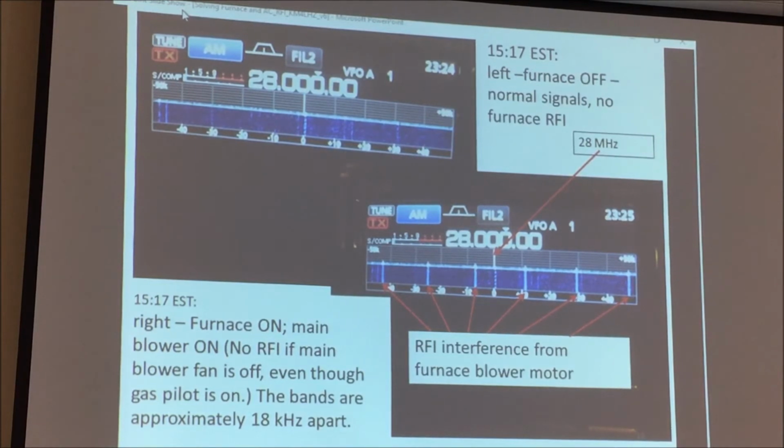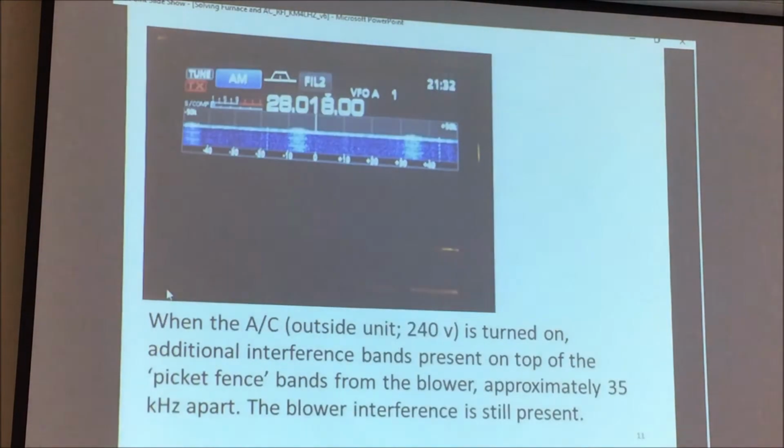And we did the before and after. Turn on the furnace, I'm getting all this noise, turn it off, noise goes away. That was actually a really important thing to discover. Then something even more interesting happened. The AC technician said, have you tried running your radio with the air conditioning on? And I said, no, should I? And he suggested that I do, and we turned on the AC.